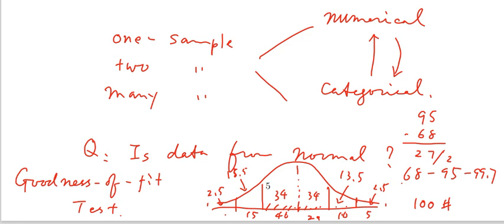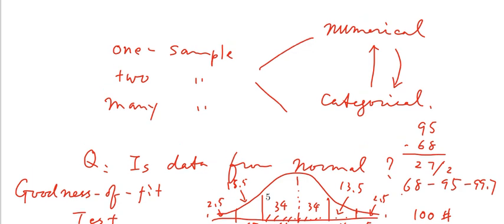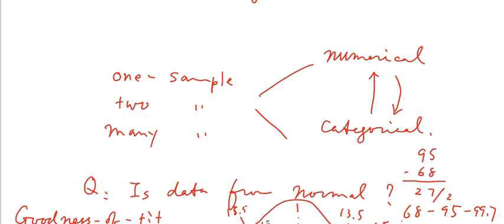So in short, those are most of the typical stats questions: one sample problem, two sample problem, many sample problem, depending on whether the data is numerical or categorical. And we can change categorical data to numerical data, or numerical data to categorical data, right? We have one more question left.